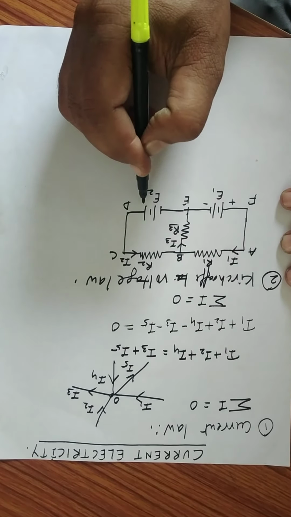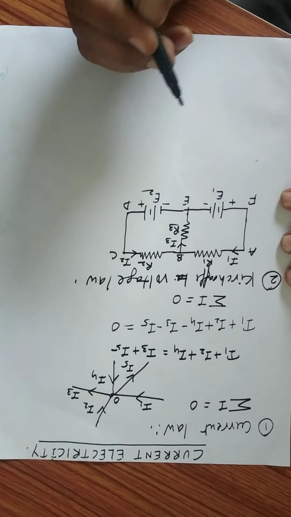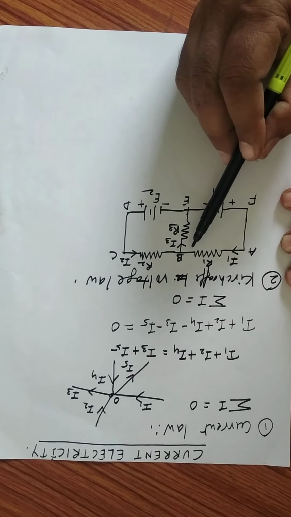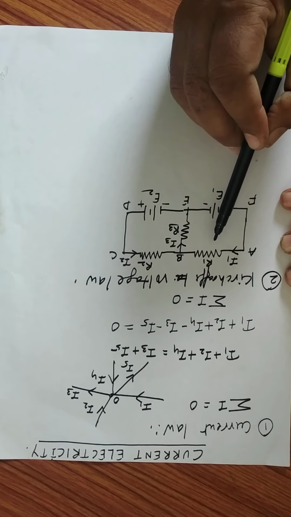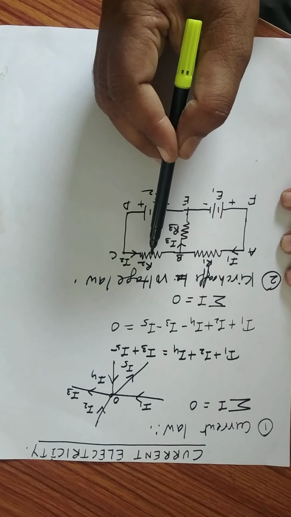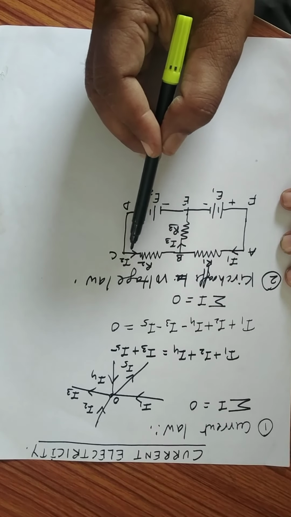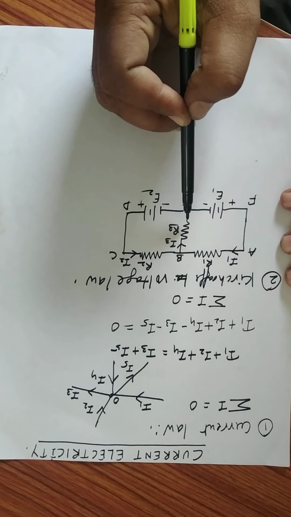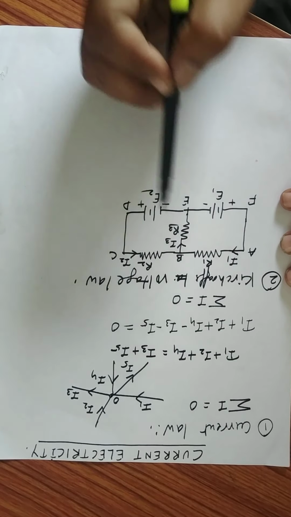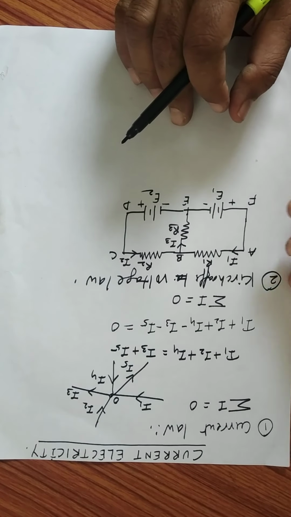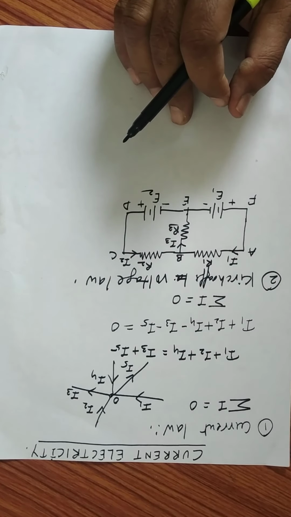Positive, negative, positive, negative. Now the current flowing through the branch AB, that is the conductor having the resistance R1, is I1, resistance R2 is I2, and the conductor having the resistance R3 is I3, as shown in the figure.